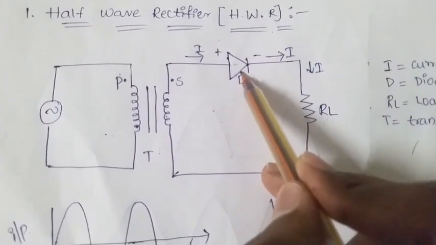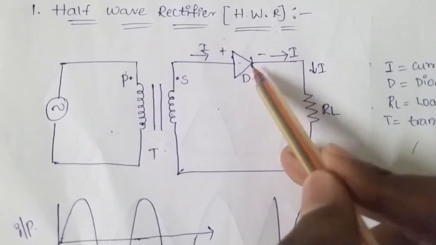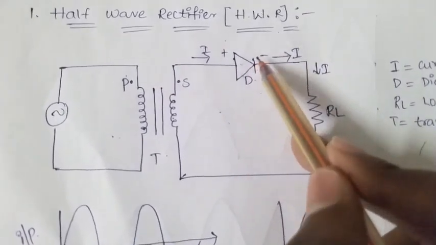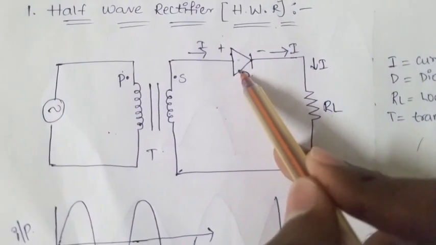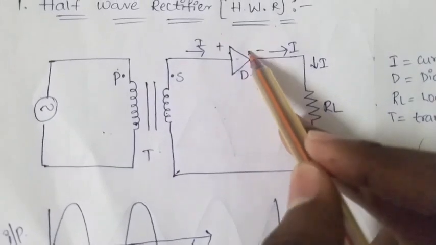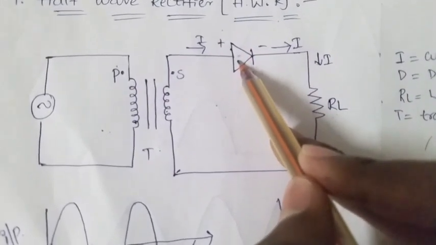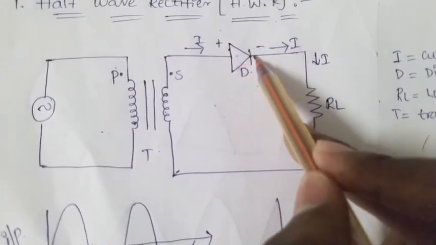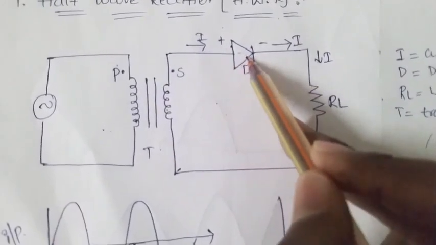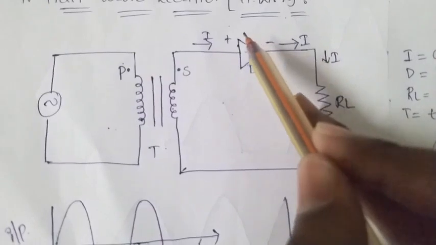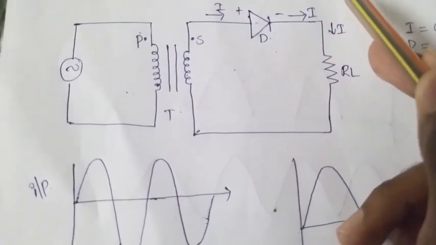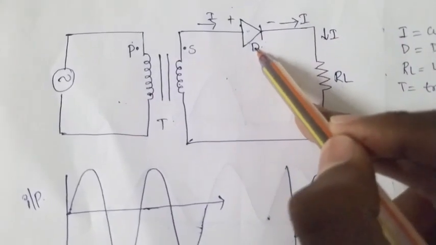When the diode is in forward bias, it will produce a positive half cycle. When the diode is in reverse bias, it does not produce any half cycle, because it acts as an open circuit, which means the current does not flow through the diode. So that's why it does not provide any output signal during the reverse bias.